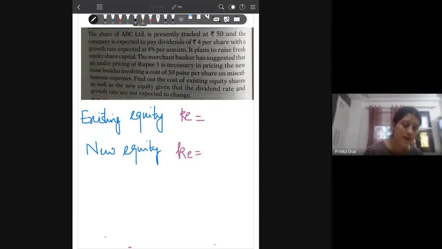So for existing equity, the answer is 16%. Simply 4 divided by 50 plus 0.08 will give you the cost of existing equity as 16%. For new equity, you need to pay 50 paisa on miscellaneous expenses. Okay, so the statement needs to be read very carefully.